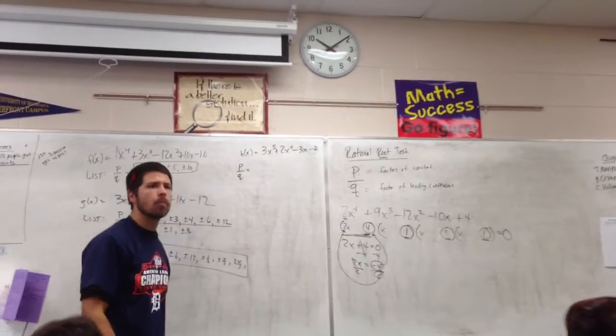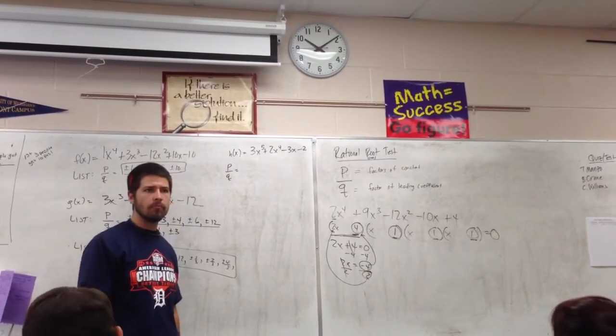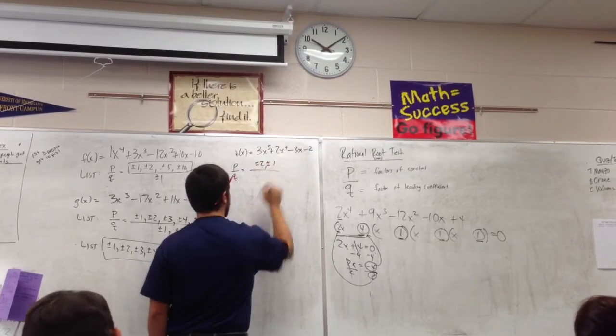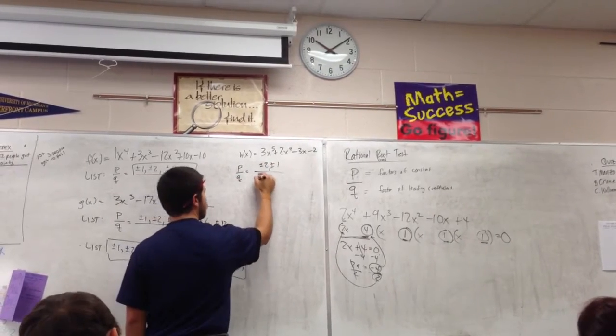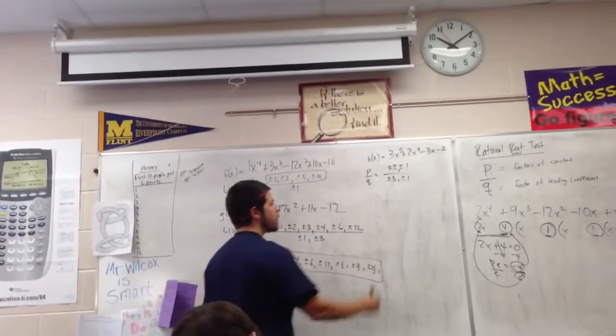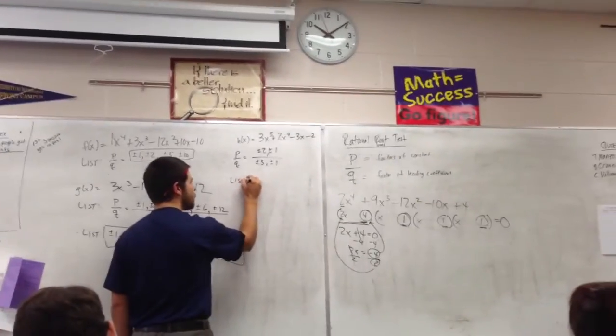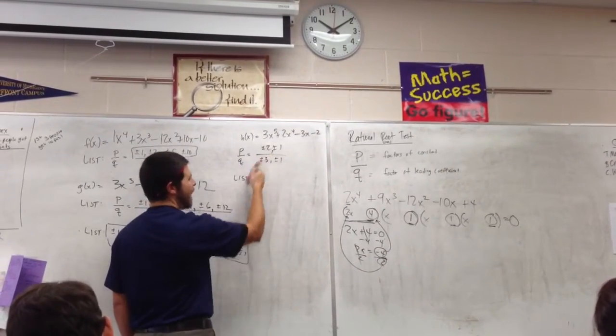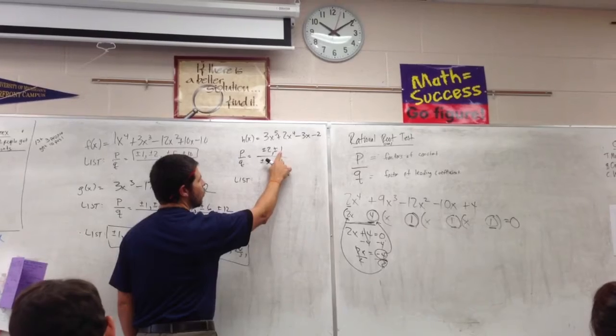We're going to write them out. What's my p? Plus or minus 2, plus or minus 1. Thank you. What's my q? Plus or minus 3, plus or minus 1, right? So let's write out the list of doing all the possibilities. I kind of wrote these backwards than I did before, but who cares? Let's start with the 1.